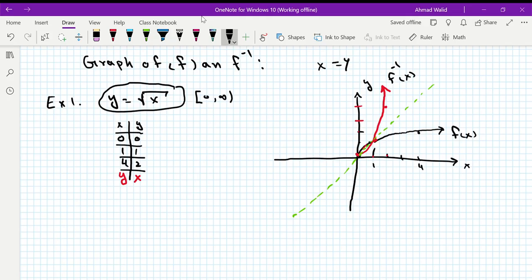I'll stop the lecture here. This was all about section 2.7. I'll stop the lecture and see you next time in section 2.8.